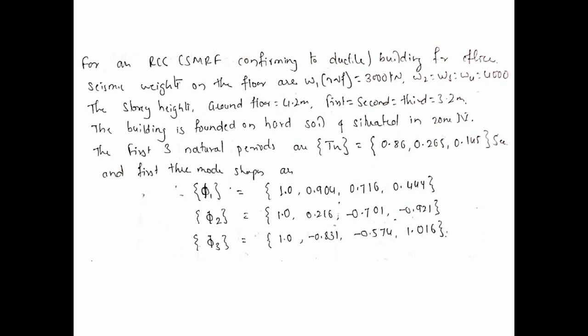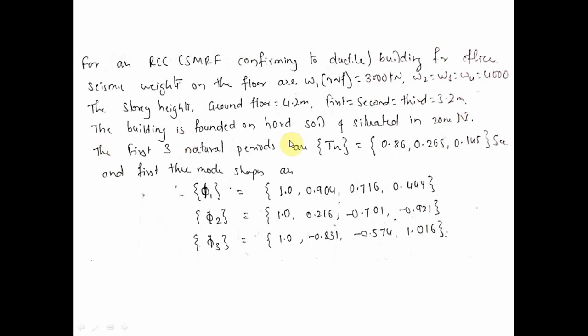Hello friends, today we'll take up one example on this topic. For an RCC SMRF, special moment resisting frame, conforming to ductile detailing, for an office, the seismic weights of the floors: roof W1 is 3000 kilonewtons, other floors W2, W3, W4 are 4000 kilonewtons. The story heights are 4.2 meters for the ground floor and 3.2 meters for the other floors.